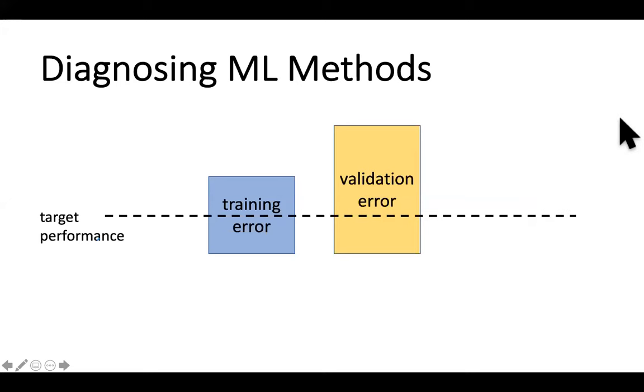Okay, another question. Is there a rule of thumb on choosing the training validation dataset ratio? No, there's no widely applicable rule that tells you should use 70% of the data points for training and 30% for the validation error. No, unfortunately, we don't have that.